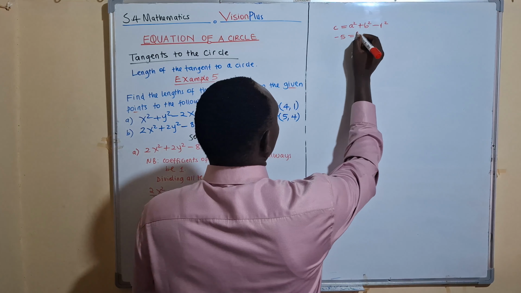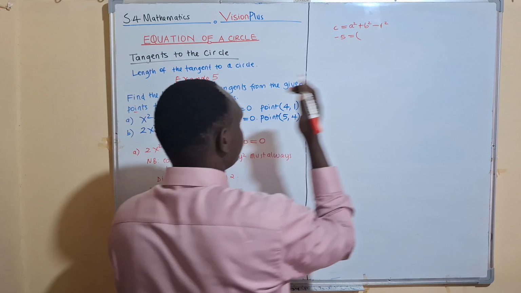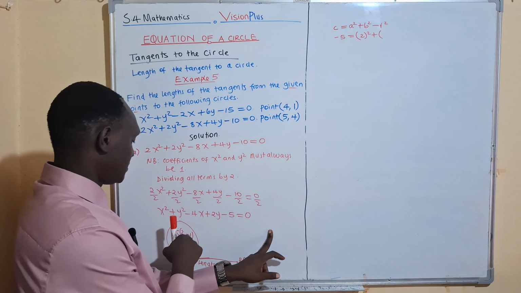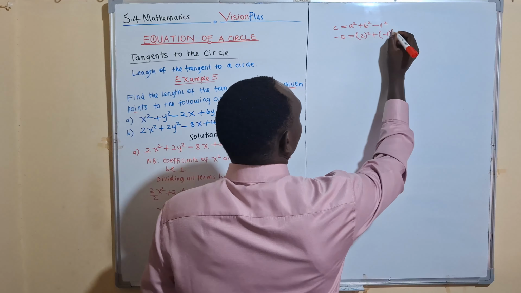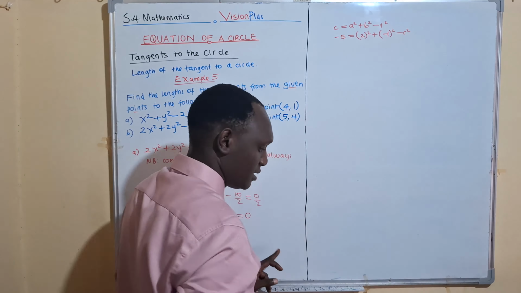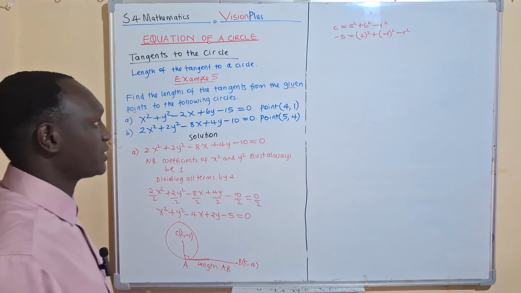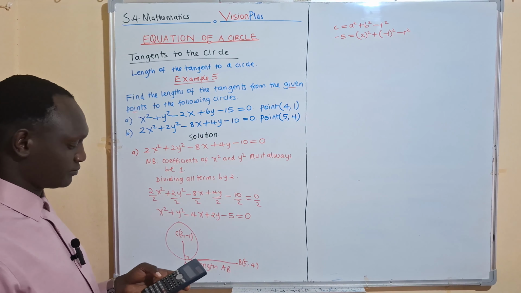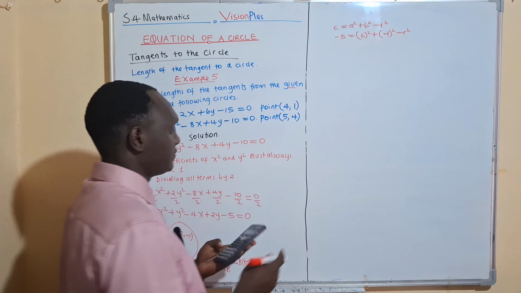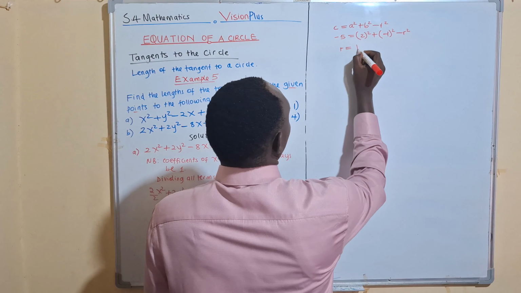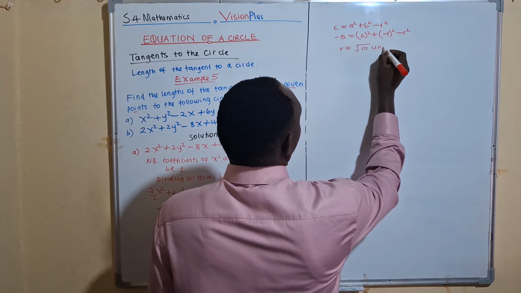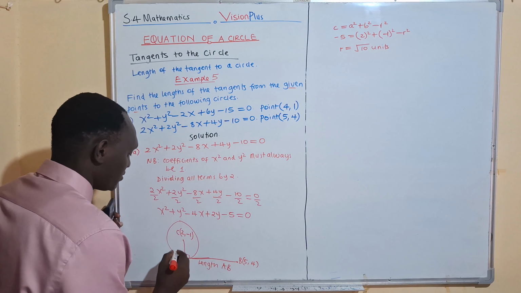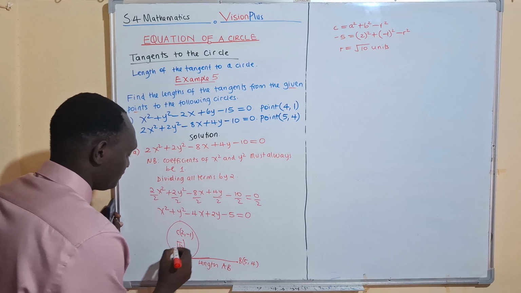So negative 5 equals, what is A? A is 2 squared plus, what is B? B is negative 1 squared, then minus R squared. Then you press the calculator or work out R. So 2 squared plus negative 1 squared and then plus 5. I'm getting my R here as root of 10 units. So the length CA, which is the radius, is root 10.